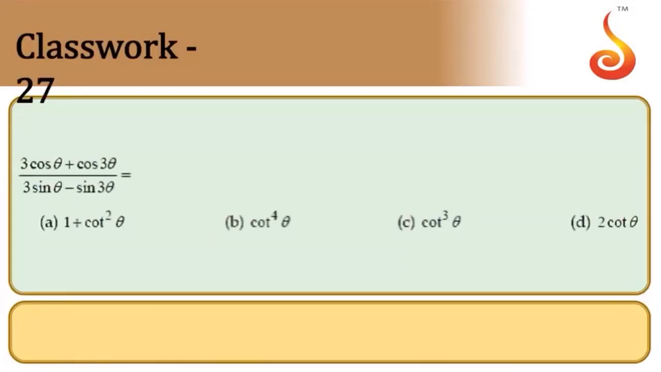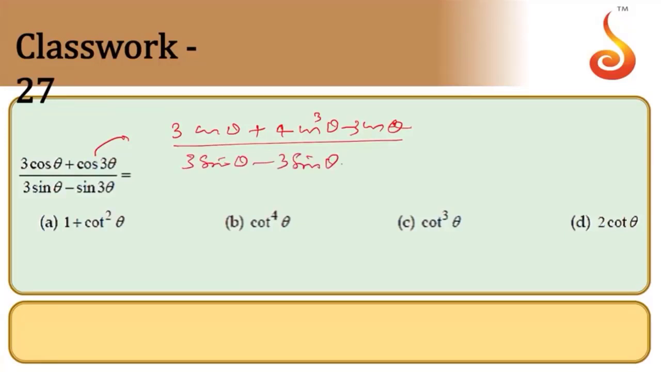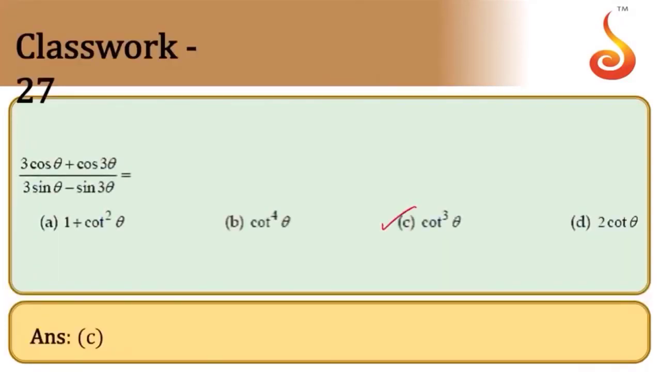So let me consider the 27th one. cos theta plus cos 3 theta. You know the cos 3 theta formula: 4 cos cube theta minus 3 cos theta, divided by sin theta, and 3 sin theta minus 4 sin cube theta. So these two get cancelled and these two get cancelled. Cos by sin is cot, so cot cube theta will be the answer here. So the answer is cot cube theta.